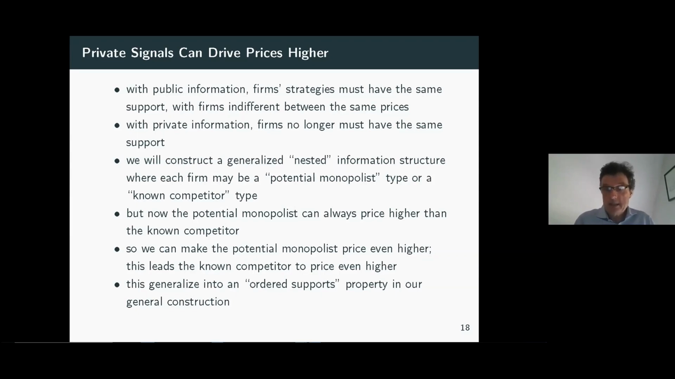And that means that the firm that is more likely to be a monopolist can actually, on average, choose higher prices, and that then draws also all of the competitors to charge higher prices. Okay. So there's going to be an ordered support property that the person who's most likely the monopolist will always choose prices that are also relative to the support higher than the person who's less likely to be a monopolist, and that's the property that we will be able to show for general.